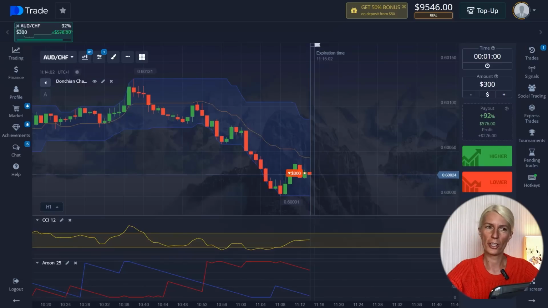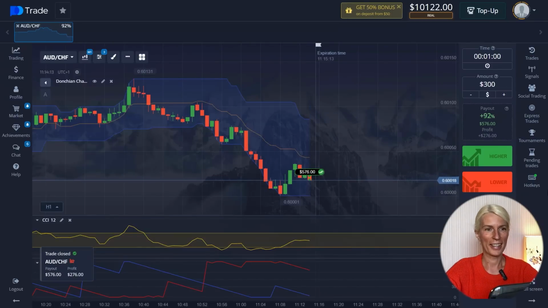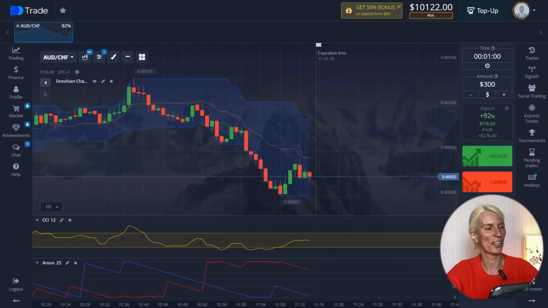Next, you should focus on specific markets. Choose those with increased volatility for trend strategies or reduced volatility for strategies in consolidation. Well, another trade ends with a profit and brings us $276.